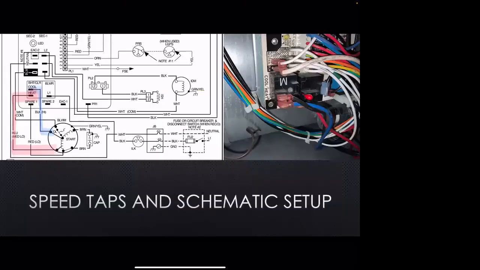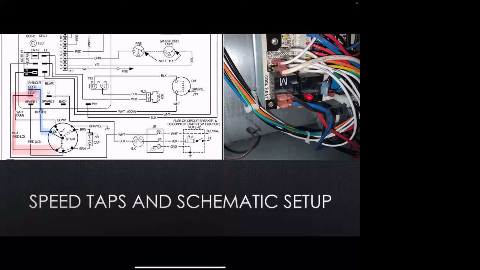So here's the actual picture of that circuit board with the speed taps of that PSC motor. We see cooling is set to black, which is factory. That tells me that's probably never been checked, adjusted, or changed. And then we have our heating speed tap down here, which is our blue wire. Great, we got blue and black. What's that mean? Look at our schematic, and then we can actually see how this is wired up.